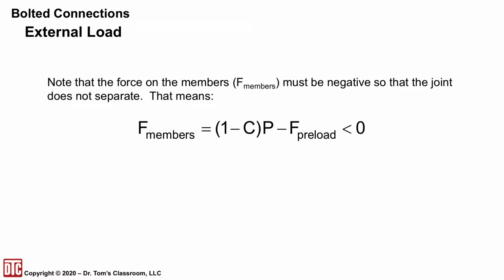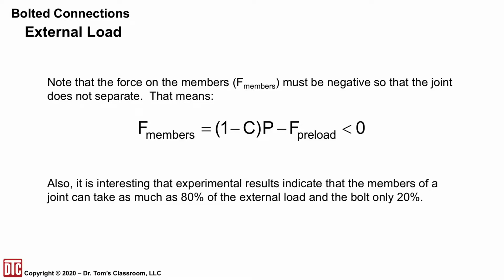Okay, so note that the force on the members must be negative so that the joint does not separate. So you need to check when you get through and find the force that's there. Check to see that 1 minus C times P minus the preload is less than 0. And we will do that in examples. It's also interesting that experimental results indicate that, in fact, the members of a joint take as much as 80% of the external load and the bolt only 20%. So that's very revealing.